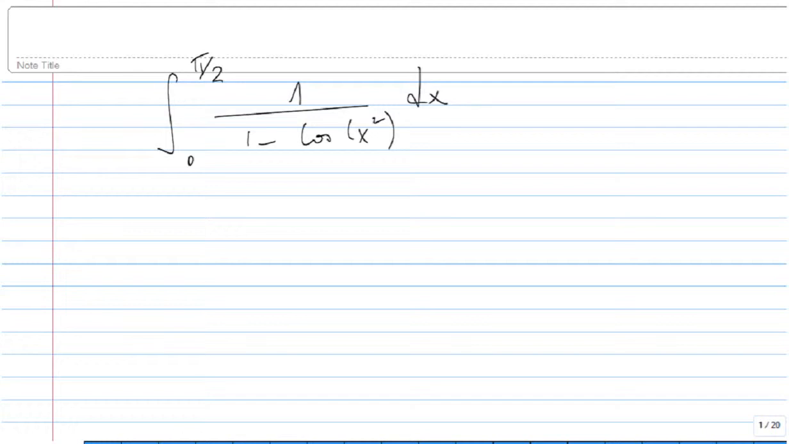So here, the bad points are where the bottom is equal to 0. So we want 1 minus cosine of x squared to be equal to 0, so cosine of x squared is equal to 1. Therefore, these are the bad points.